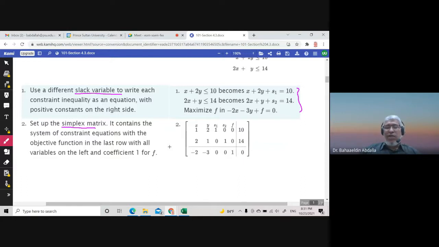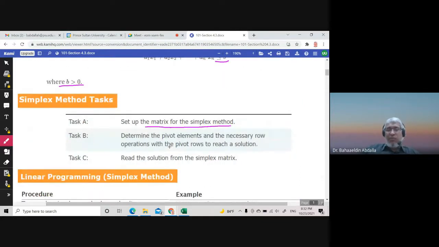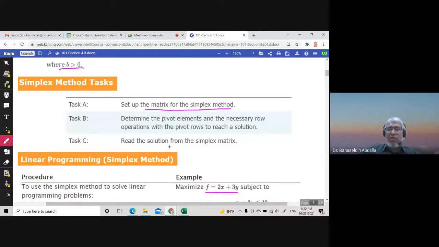Also, we do that for the second equation and for the third equation, the objective function. Coefficient of x is negative 2, coefficient of y is negative 3. There is no s1 and s2, so the coefficients are zeros. The coefficient of f is 1. At the right hand side is 0. So between the right hand side and the other columns, we put a vertical bar and we put a horizontal bar between the constraints and the objective function. So now we finished task A. Task A is to set up the matrix for the Simplex method. We first introduce slack variables and then we set up the matrix.